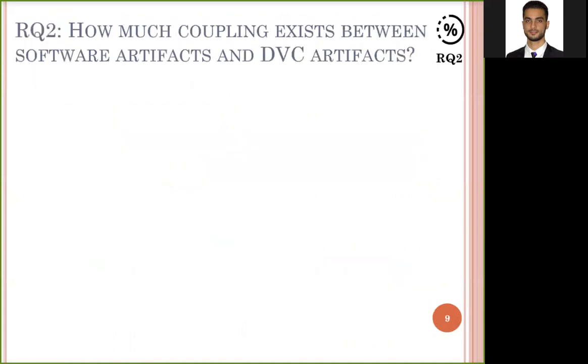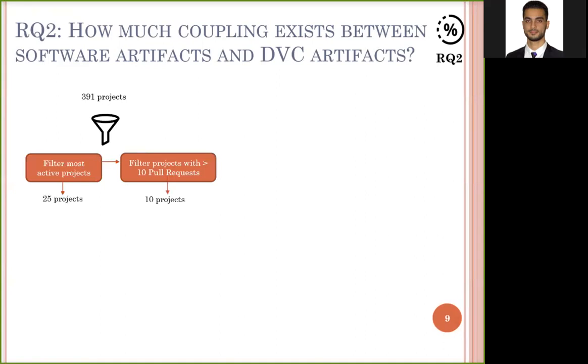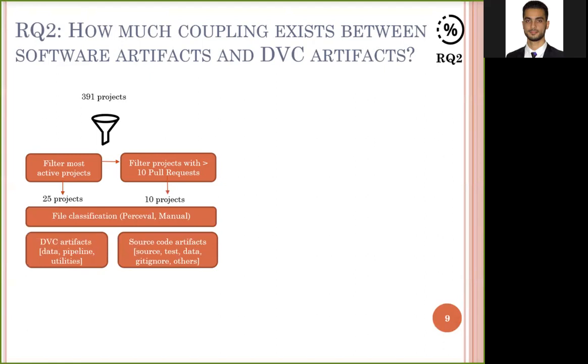Here is our second research question. To answer this research question, we filtered the most active projects to compute the coupling at the commit level, and for the pull request level, we kept only projects having at least 10 pull requests. After that, we classified all the files in these projects into DVC artifacts, including data, pipeline, and utilities, and source code artifacts, including source, test, data, and gitignore.